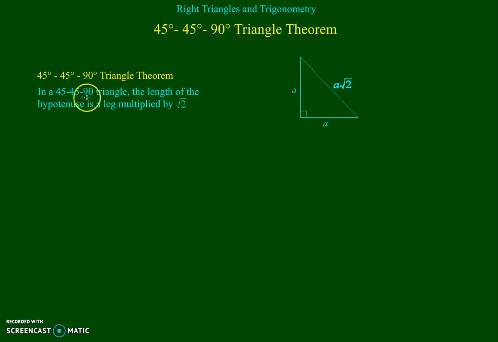Now, the theorem says that in a 45-45-90 right triangle, the length of the hypotenuse is a leg multiplied by the square root of 2. So we take the length of a leg and we multiply it by the square root of 2. It looks like a really odd idea and an odd number, but there's a very logical explanation for it. So let's take a look at that.